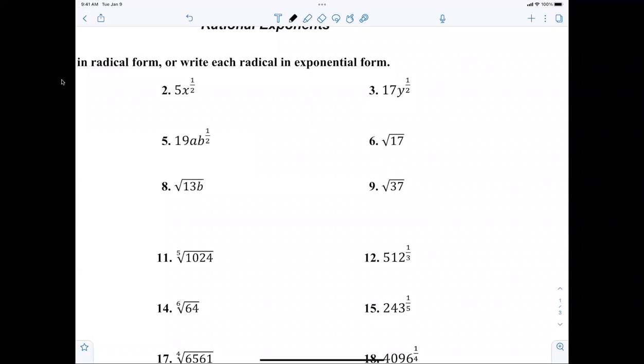No, it is not. 17 has its own exponent. What is the exponent for 17? A 1. So this is the same as 17 square root y. That's what you have to know.